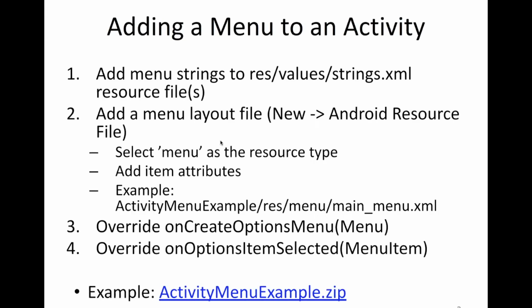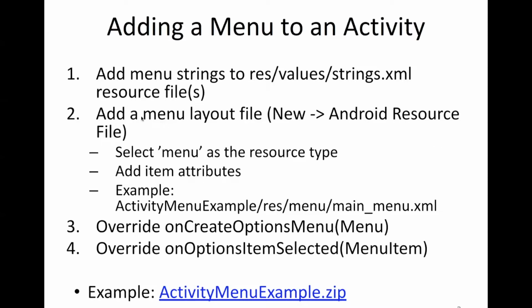Let's start with menus. So first of all, to add a menu to an activity, there are a few things you should do. You should start by putting the strings that go in the menu in your strings file. We don't want to hard code any strings. We want to make our applications really easy to internationalize and then localize to any particular language. And so we're going to put the menus in the strings file.